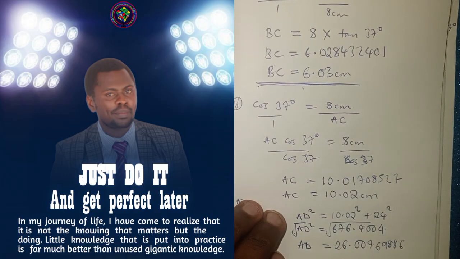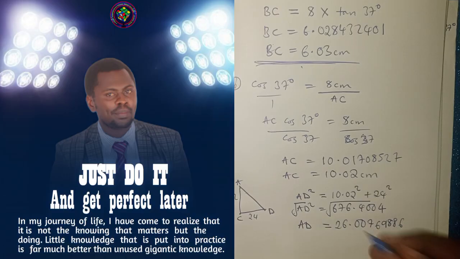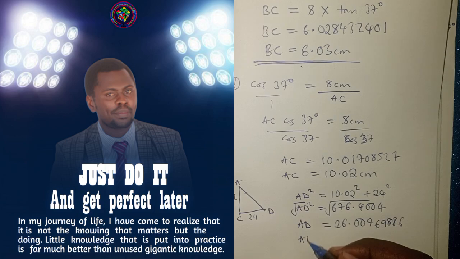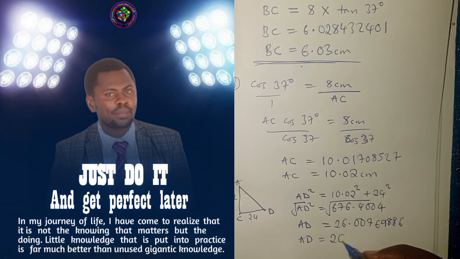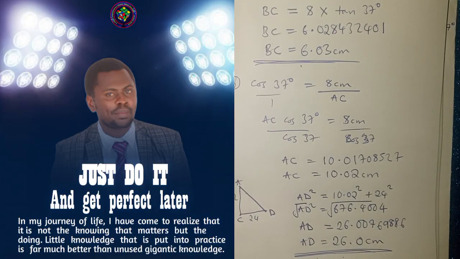Okay, so you round off to 3 significant figures. So 3 significant figures, according to this number, will stop at 0, and the next digit there is 0. So you don't add anything, but you just get rid of the decimal places. So AD is equal to 26.0 centimeters. Okay, so that is the answer for AD.